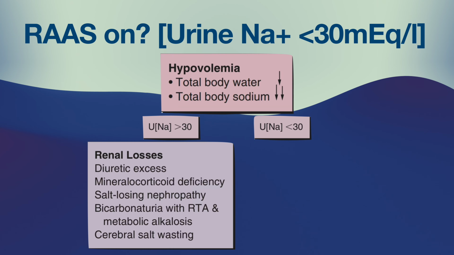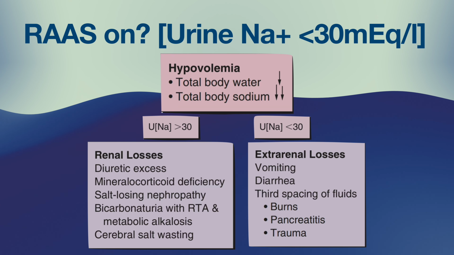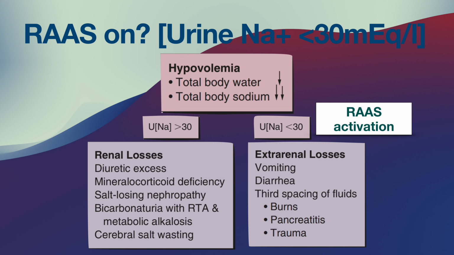But when RAAS is active, that means the loss is somewhere else and the kidneys are trying their best to save the sodium and water. For this, the causes are vomiting, diarrhea, or third spacing.